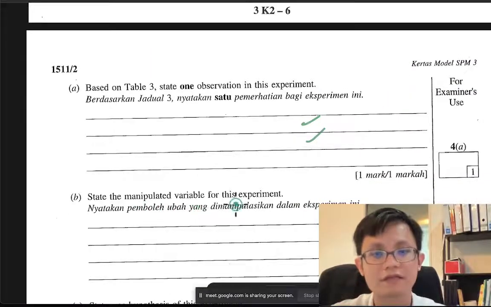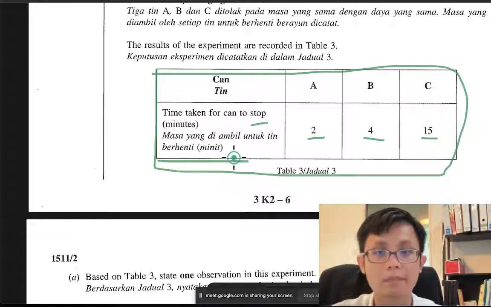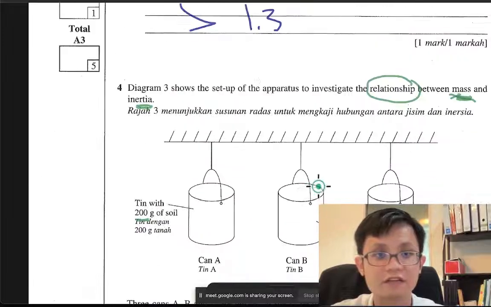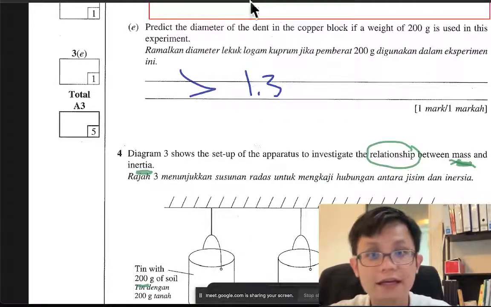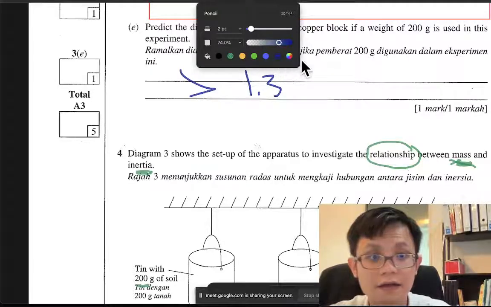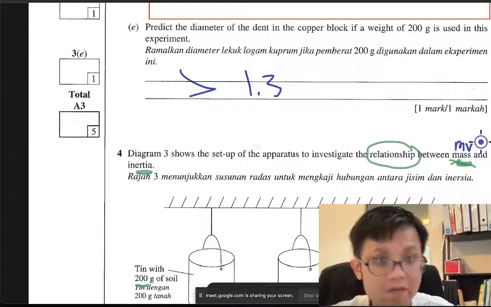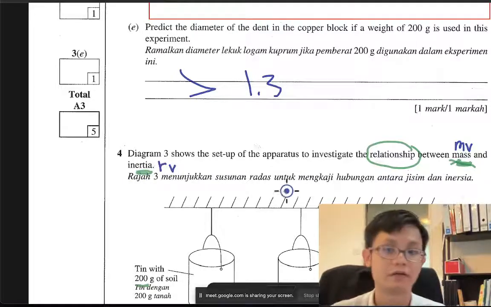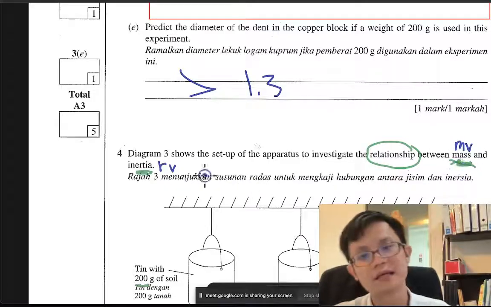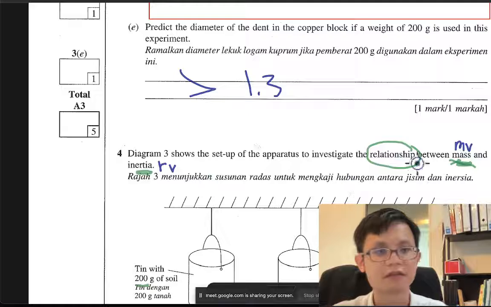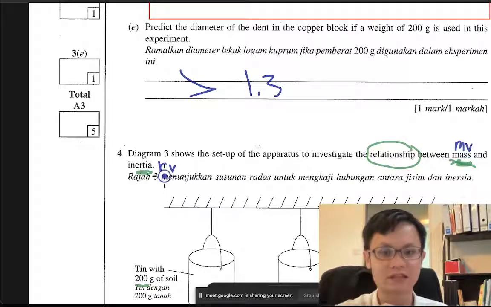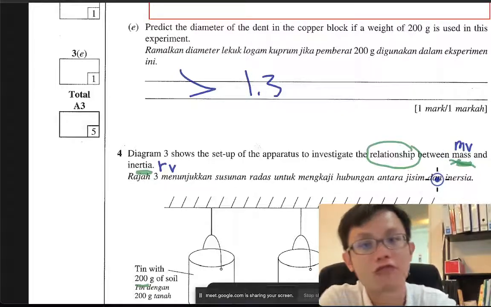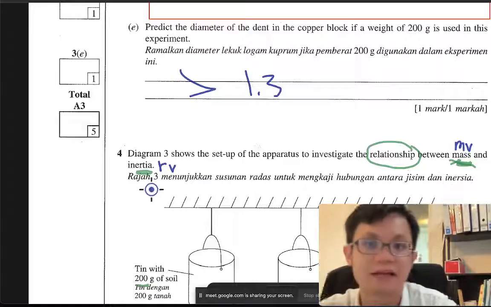State the manipulated variable. What is the manipulated variable? Mass of the can. Yeah, mass of the can. Okay, so if you read the question, we can see that the mass will be here, MV, and the inertia will be the responding variable, RV. It cannot be the other way around, because you change the mass to get the effect on the inertia, not change the inertia to get the effect on the mass. It doesn't make sense.